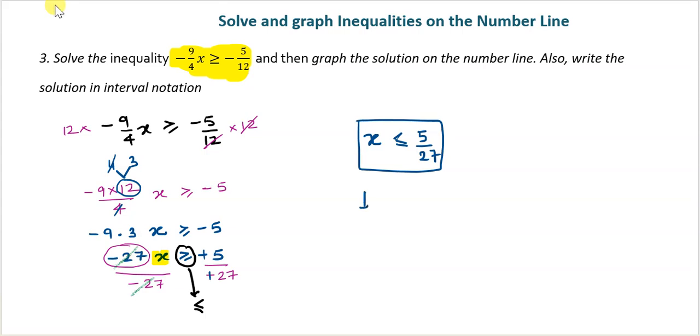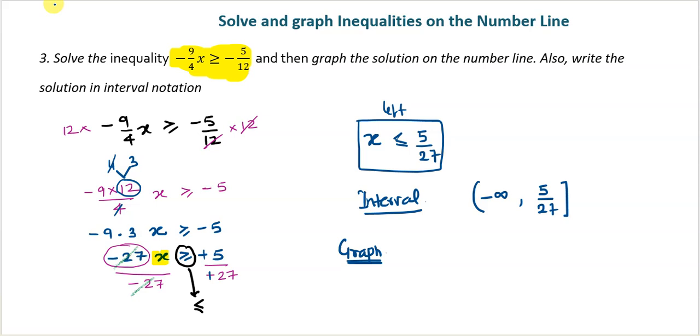When you write it in interval notation, what will you have? Less than or equal to means it should be on the left side. First number is 5 over 27. It is going towards the left to minus infinity. And since it's less than or equal to, we will use a closed bracket. When it comes to graphing, okay, as you are not using a calculator, you may not know the decimal value of it.